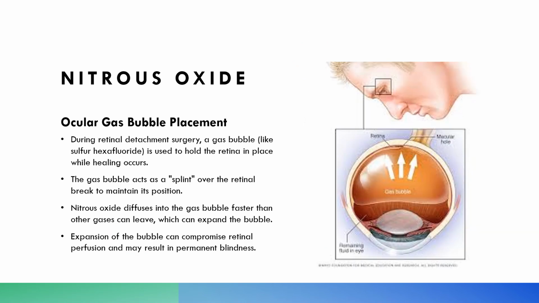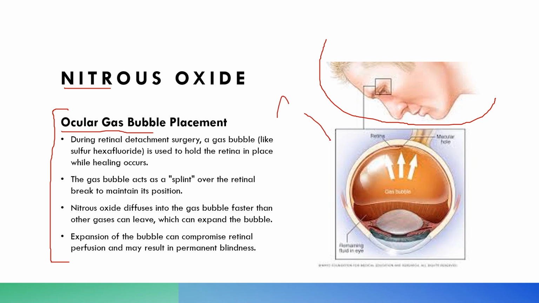Another big one clinically that is talked about and that you will see in practice if you do retinal detachment repairs is nitrous oxide and its interaction with the ocular gas bubble. So when a retina detaches, you'll find that patients have to lay face down for an amount of time determined by the surgeon. That's because this gas bubble is placed like a band-aid, and it helps hold that repair in place and keep just the right amount of pressure on it.